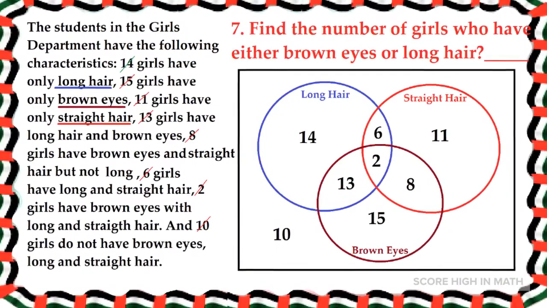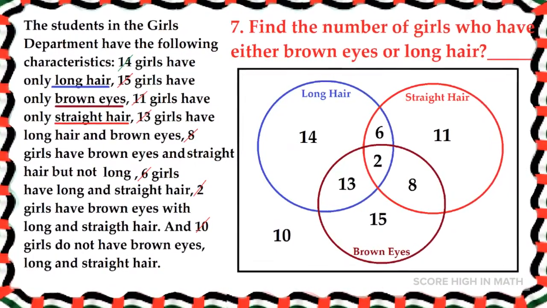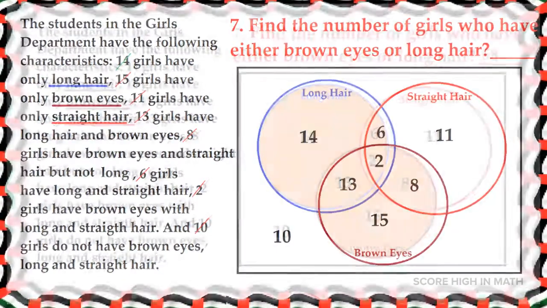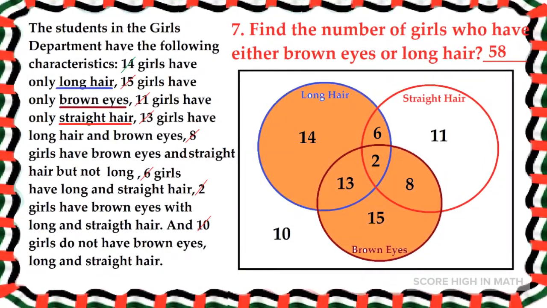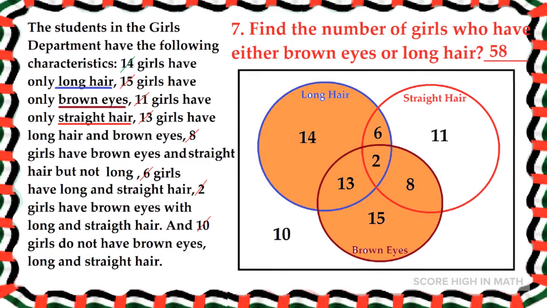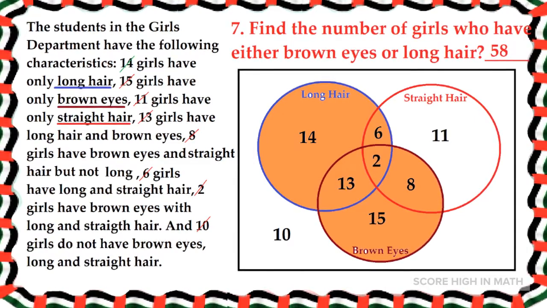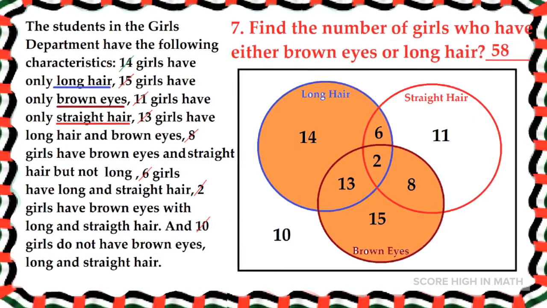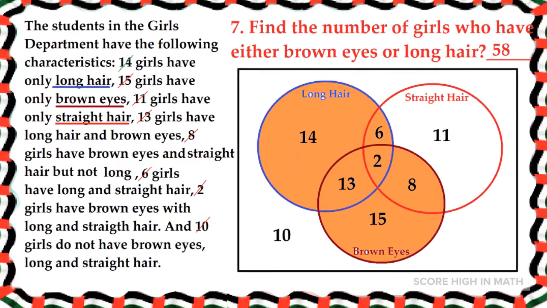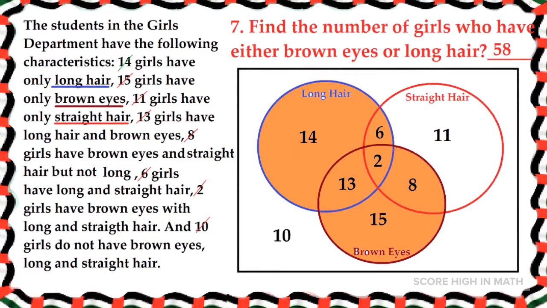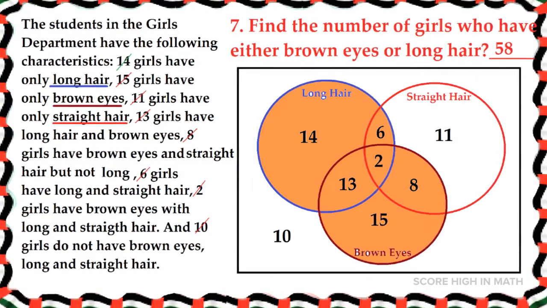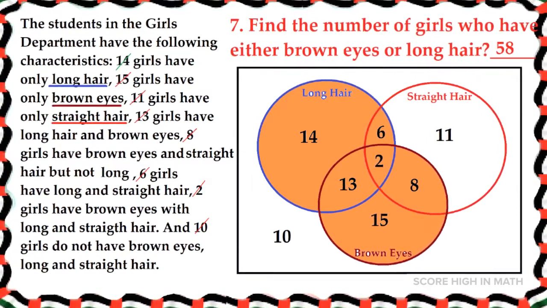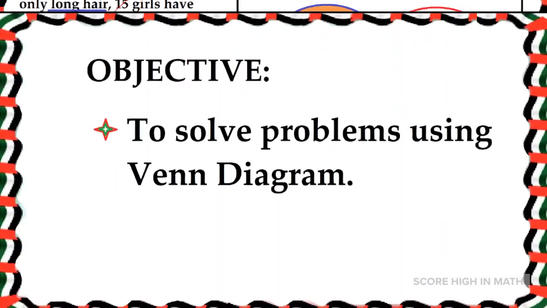Let us find the number of girls who have either brown eyes or long hair. All the elements in the long hair set and brown eyes set will be the answer. So, 14 plus 6 plus 2 plus 13 plus 15 plus 8, it will give us 58. 58 girls have either brown eyes or long hair.